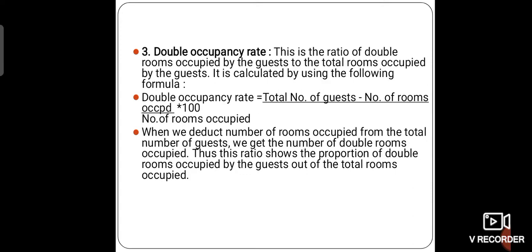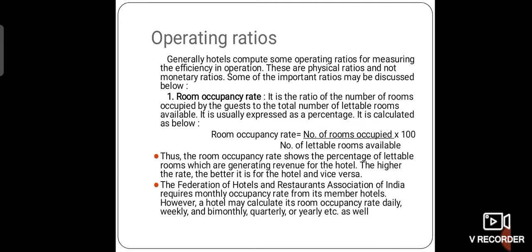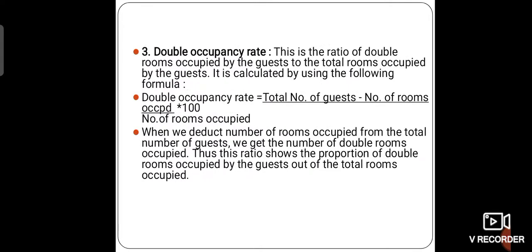When we deduct the number of rooms occupied from the total number of guests, we get the number of double rooms occupied. Thus, this ratio shows the proportion of double rooms occupied by the guests out of the total rooms occupied. So these are the different operating ratios we usually calculate in a hotel. Room occupancy rate, bed occupancy rate.